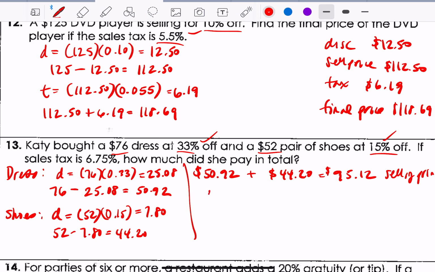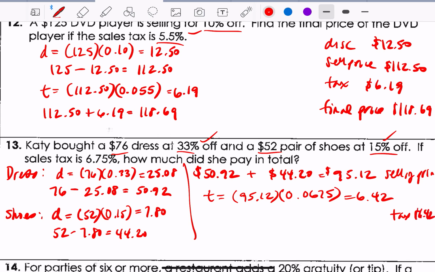Well, the tax is going to be based on the selling price of the items. So I'm spending $95.12 on them. And the tax is 6.75. So when I make that into a decimal, it's 0.0675. So when I multiply those two numbers, I get $6.42 for tax, right? So the tax is $6.42.